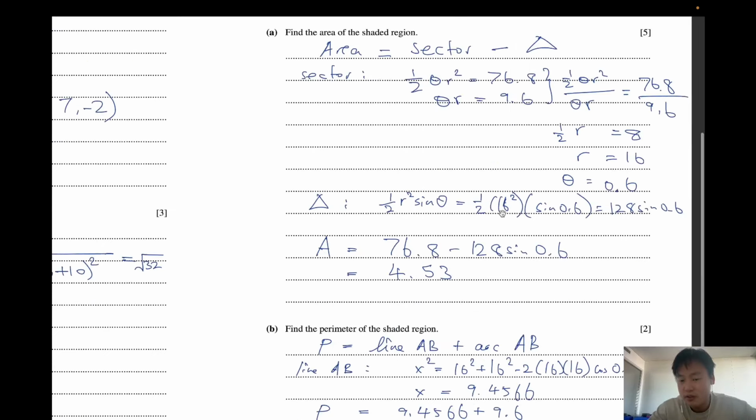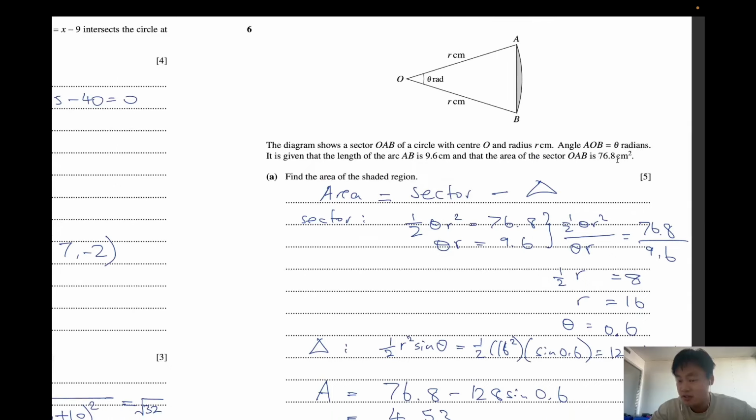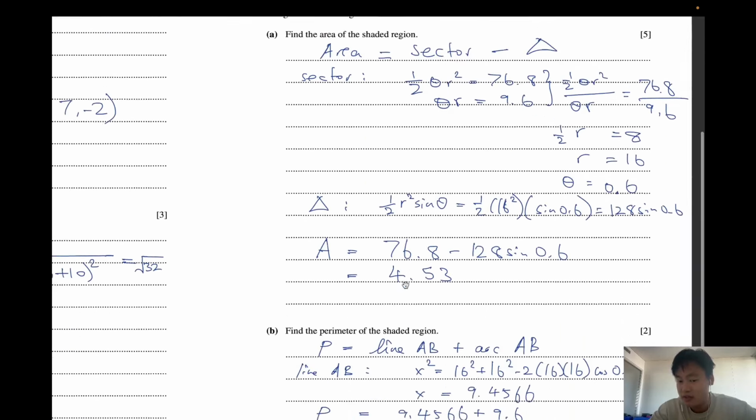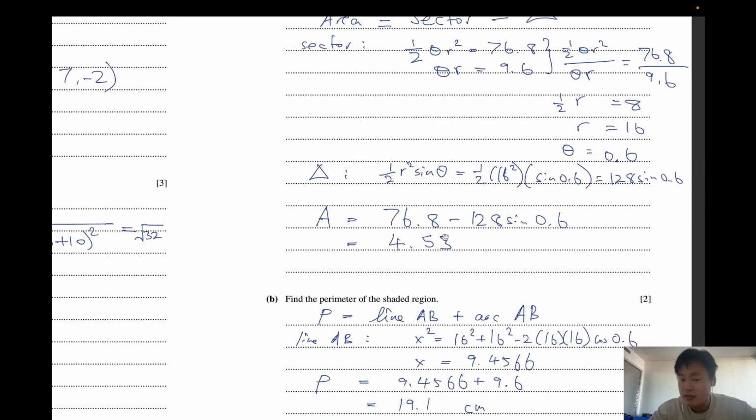See that works? A half times radius squared times sine of the angle, which is this. We don't even write down the rounded version, we just write down exactly what that would give us, which is 128 sine 0.6, and we just plug it in over here. So area over here, which is sector minus this, we already know the sector is 76.8, they give it to us. So we just copy that in, 76.8 minus whatever area we found over here for the triangle, and just do the math on the calculator over there.